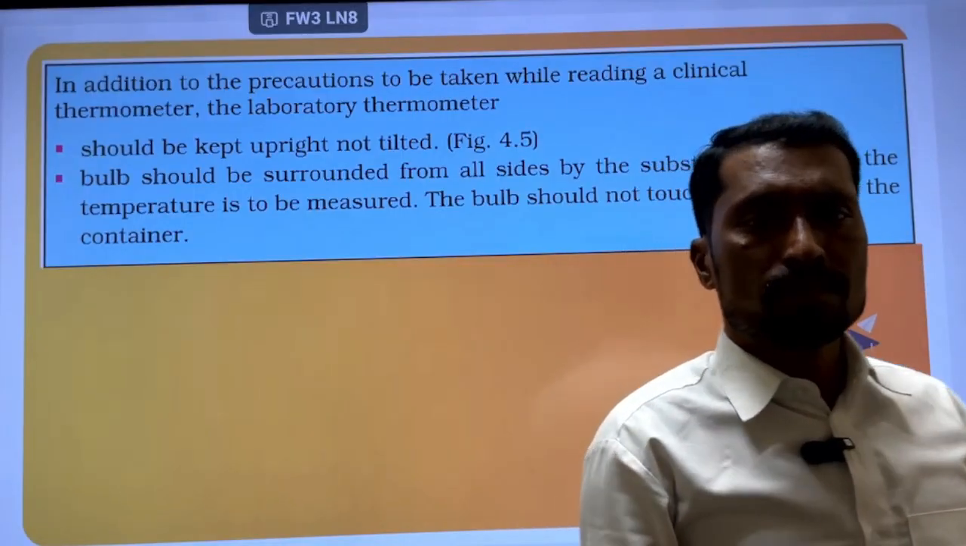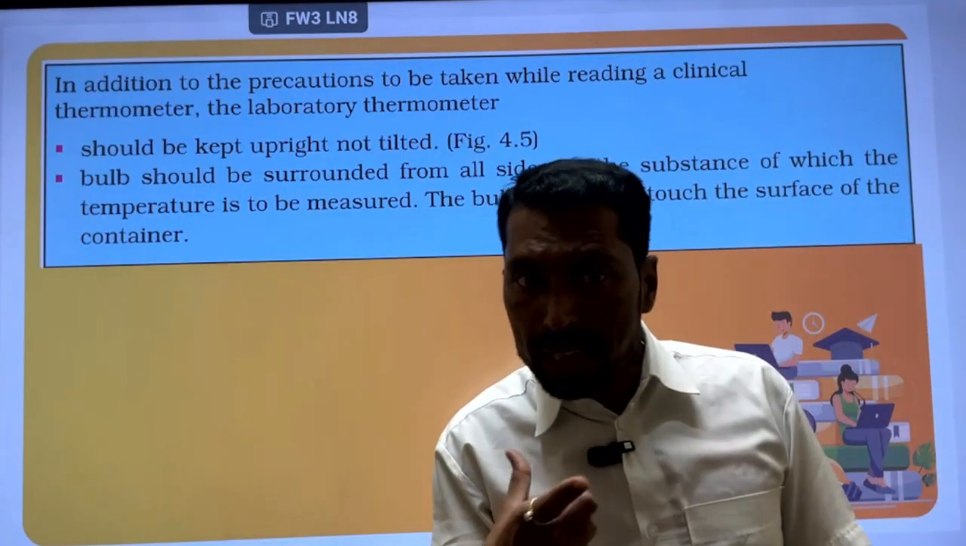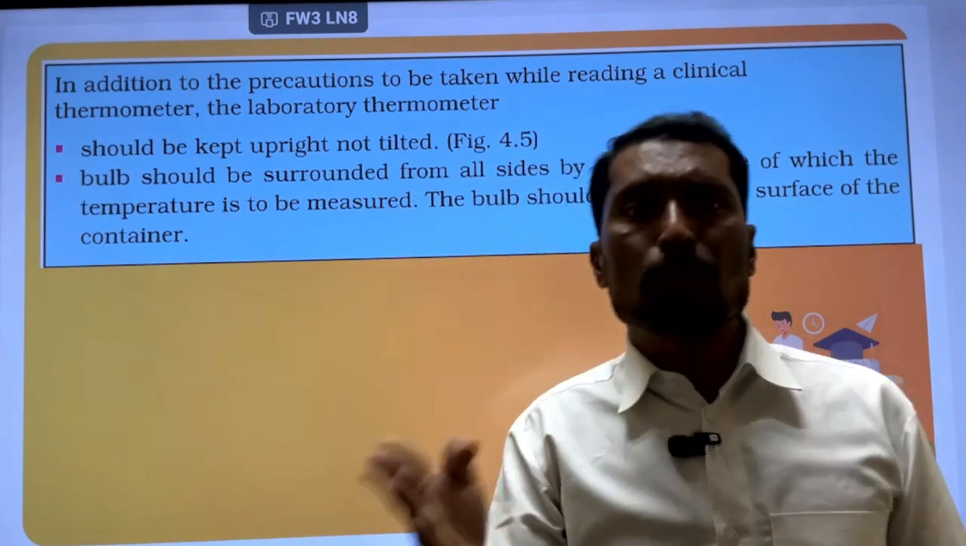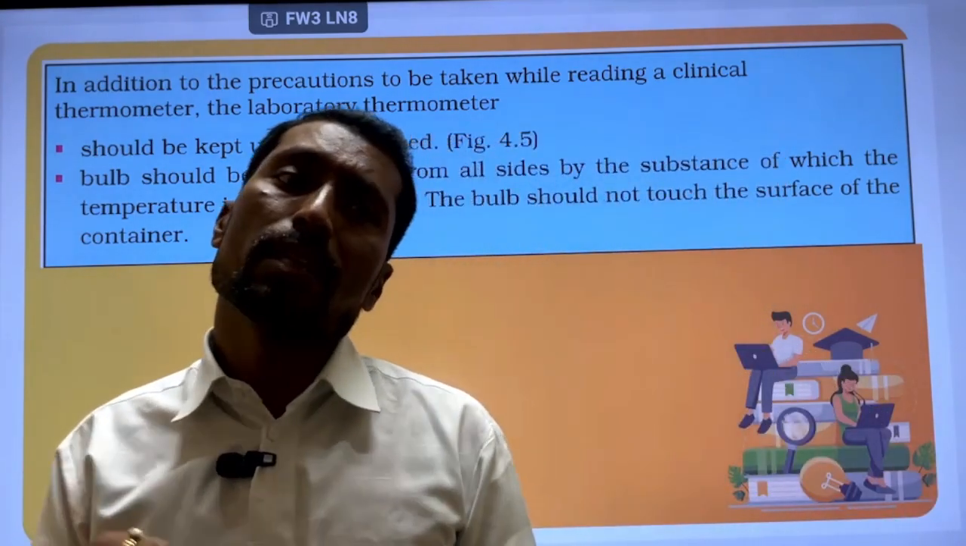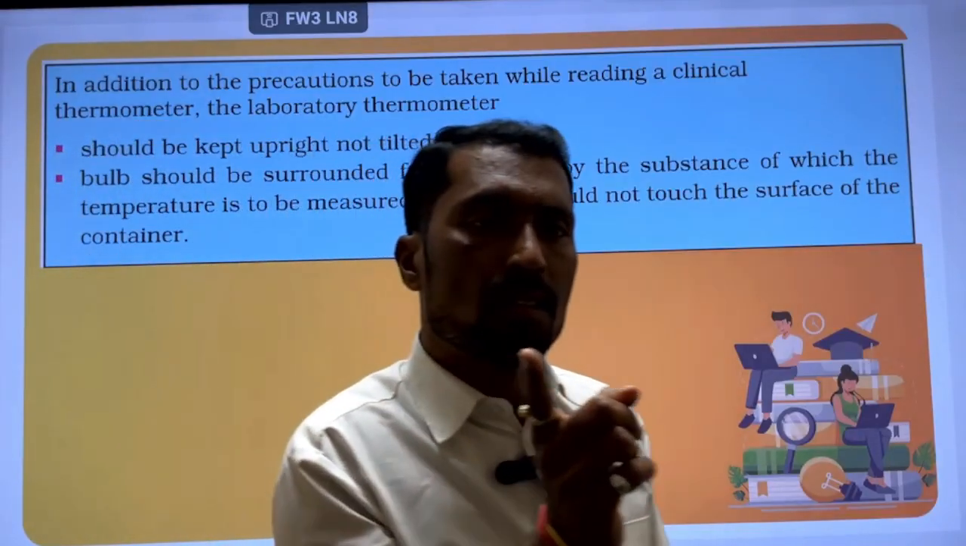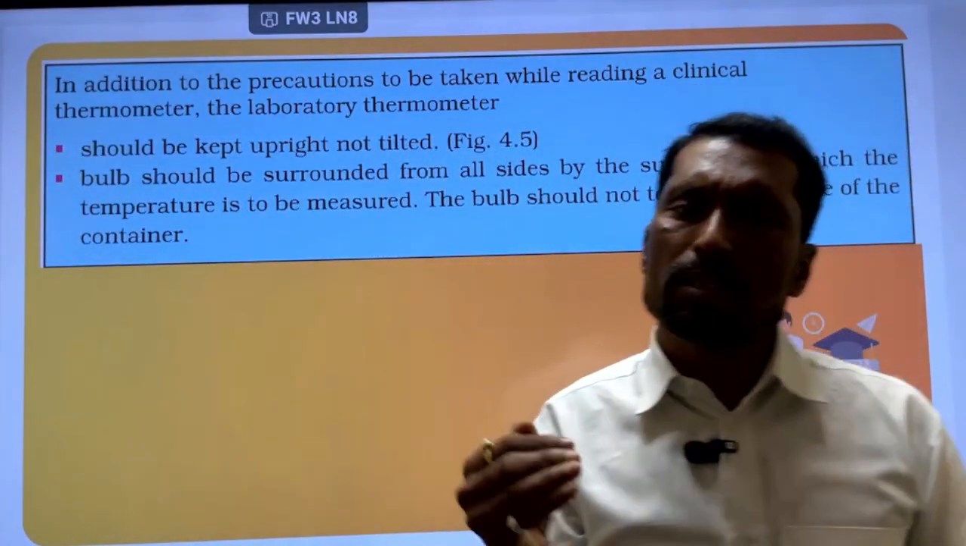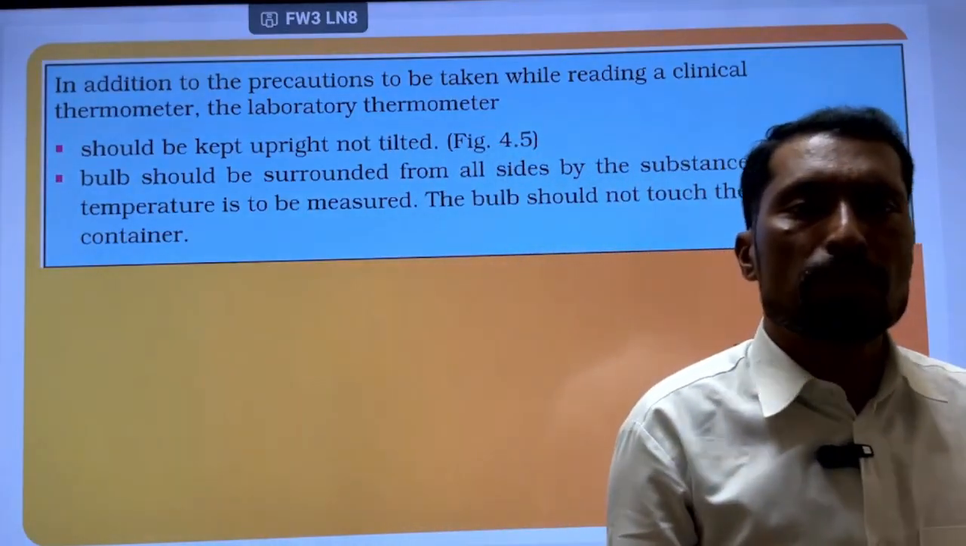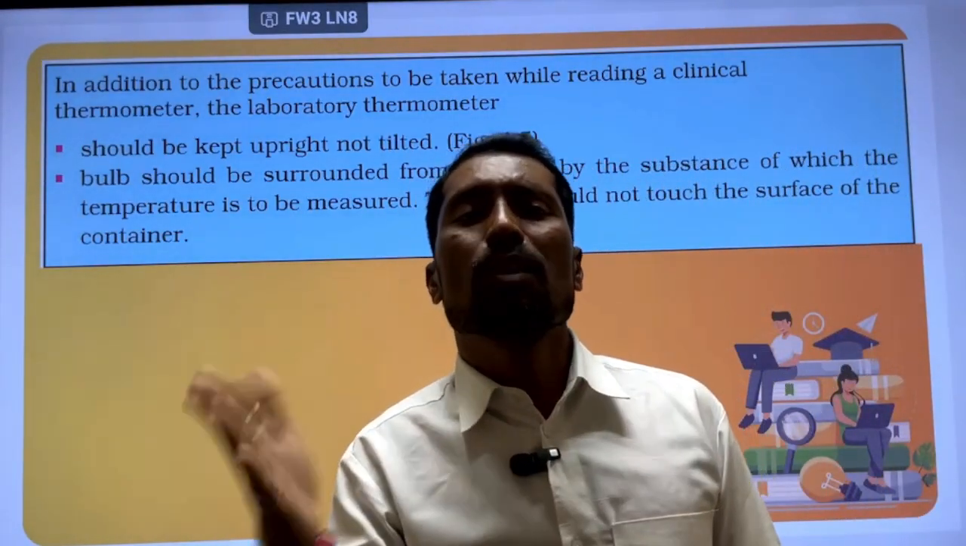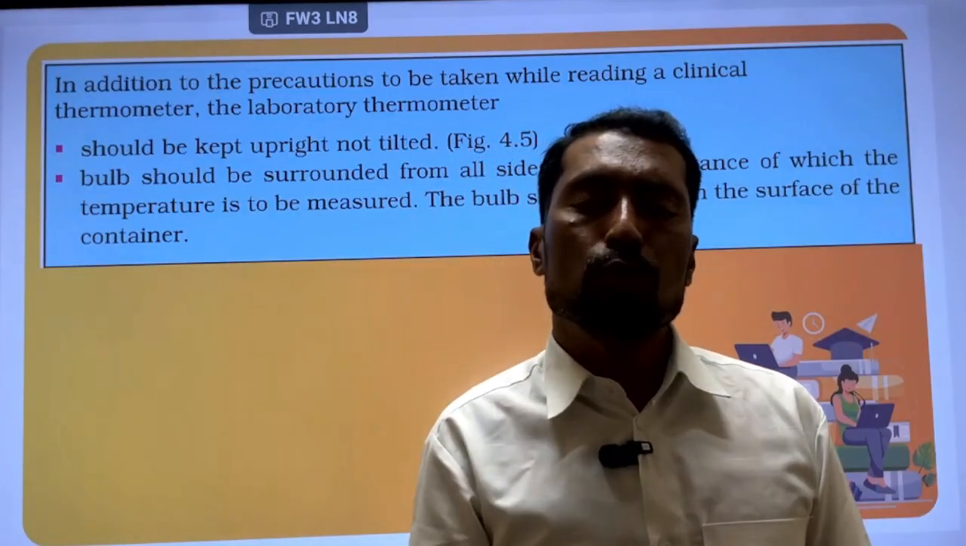At 12 o'clock, it is a high temperature. And at the time of sunset, there is also a low temperature. So we have to measure low temperature and high temperature. For that, we use the maximum and minimum thermometer. These are the 3 devices used to measure the temperature.